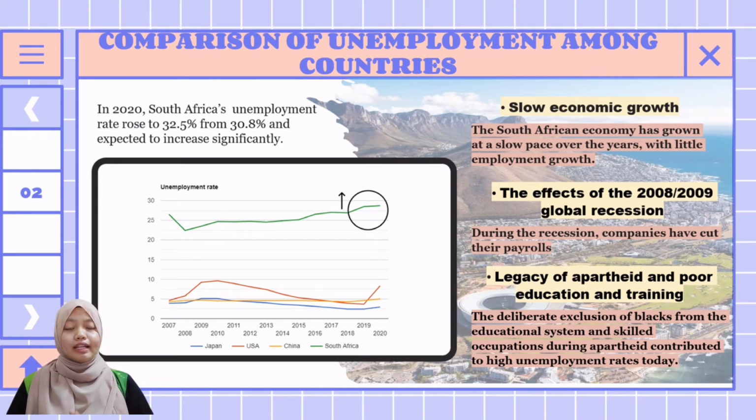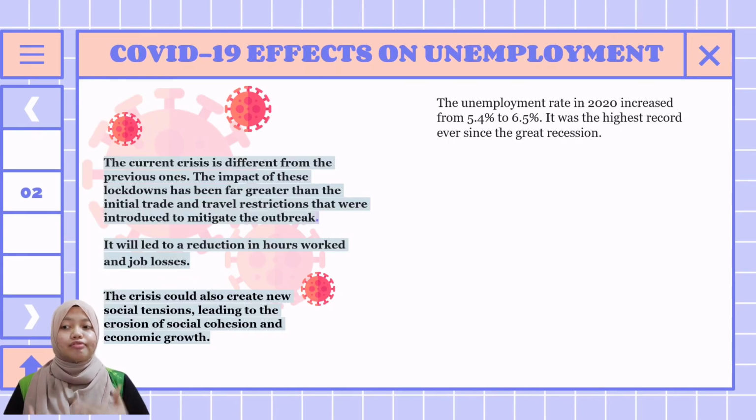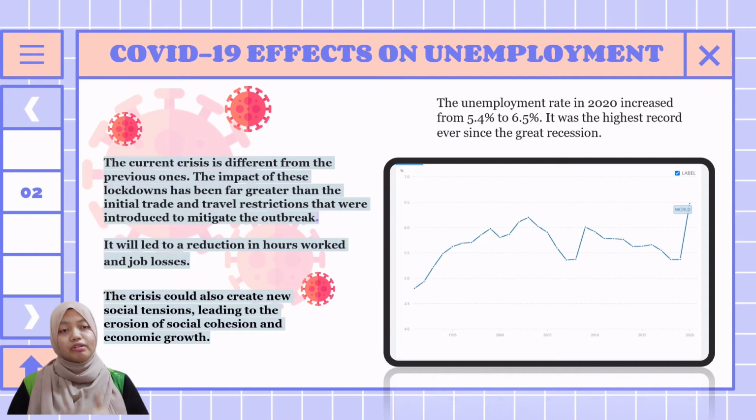The first one is because of the slow economic growth. The South African economy has grown at a slow pace with little employment growth. Economic growth has been too slow to create job opportunities, so that contributes to the unemployment rate in South Africa. The next one is the effect of the 2008-2009 global recession.